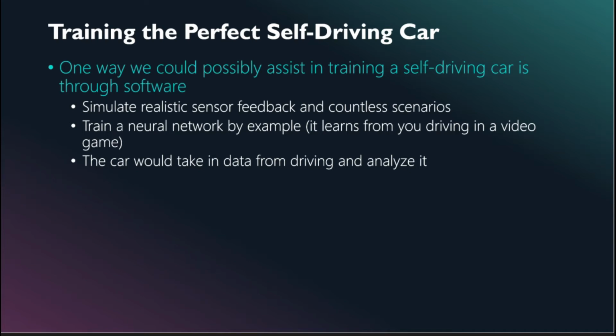Now, for training the perfect self-driving car, one way we could possibly do this is through software. We could simulate realistic sensor feedback and countless scenarios because you're doing it on a computer. And instead of just giving it a bunch of images to learn from, you could train this neural network by example, like you're playing Forza Horizon 5, driving safely, of course, and the car can learn from that.